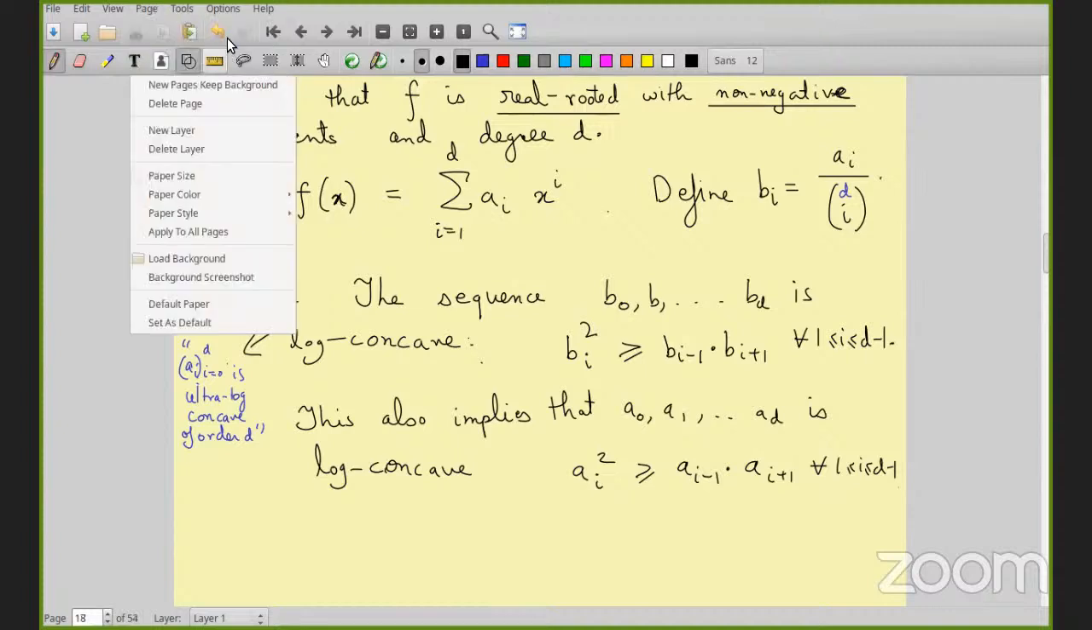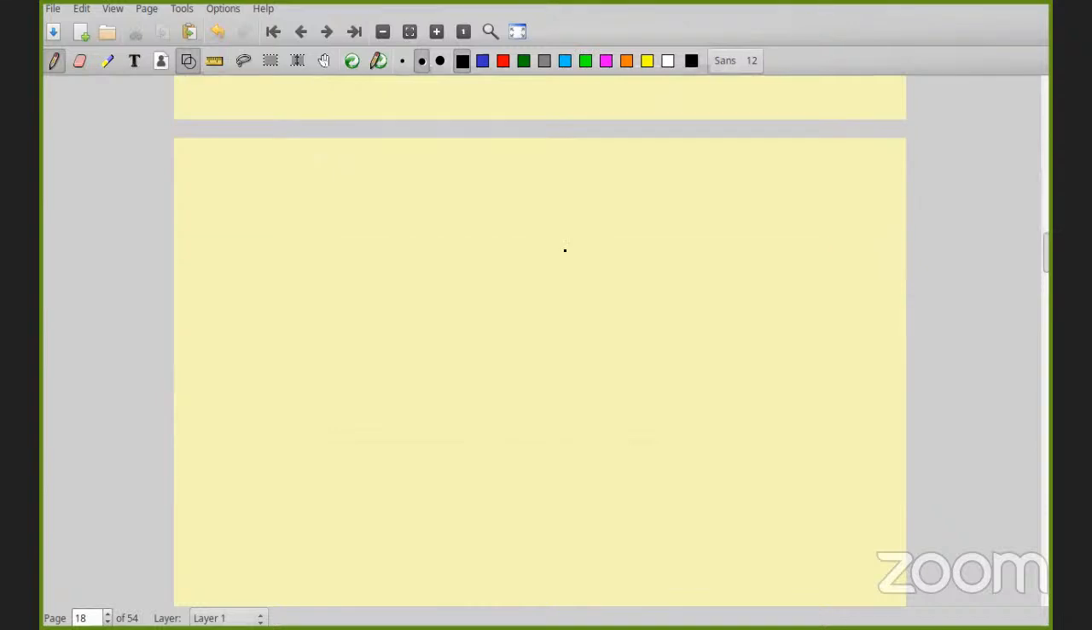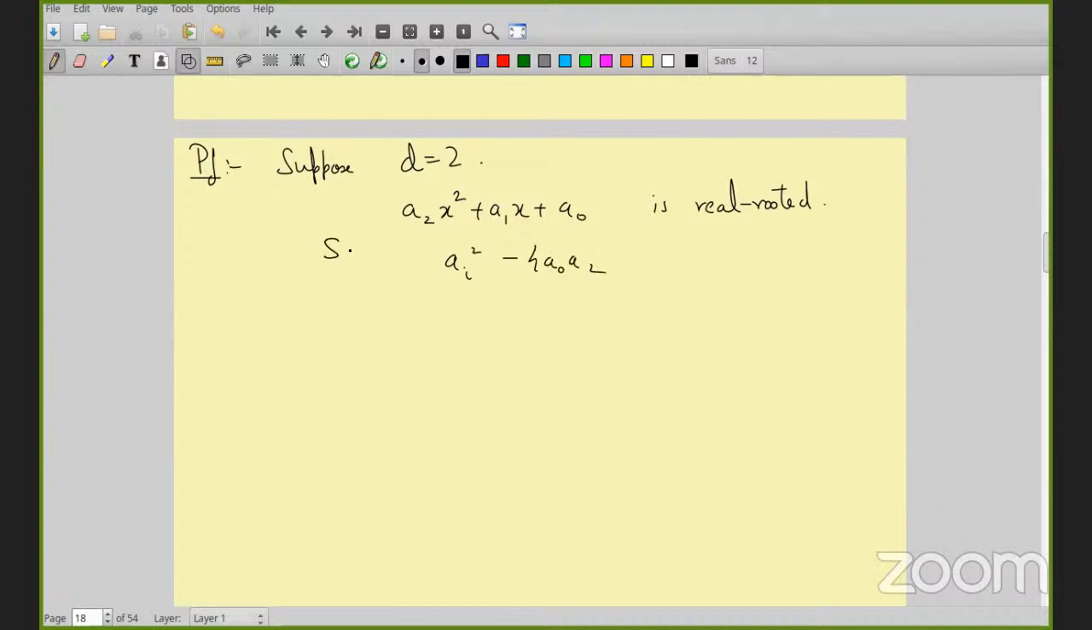So now we want to prove this. Let's first check some simple cases, right? Let's first start with some examples. Suppose d was equal to 2, then do we have this? So what is f then? So f is a2x squared plus a1x plus a0 is real rooted. So b squared minus 4ac should be greater than or equal to 0. Yeah, so a1 squared minus 4a0a2 should be greater than or equal to 0. So it's actually an if and only if in this case.